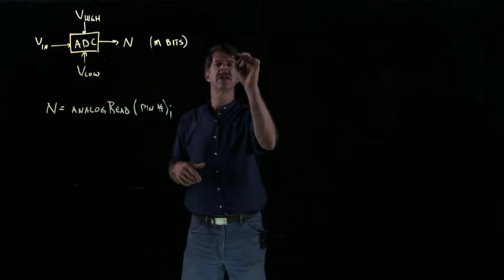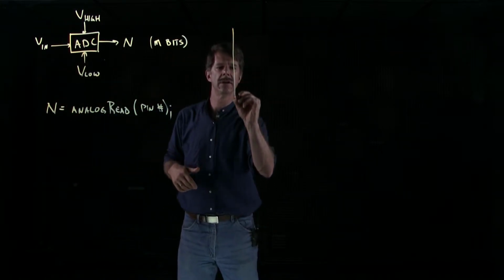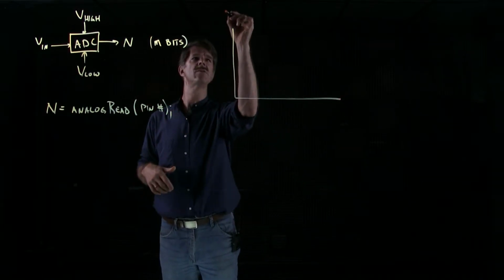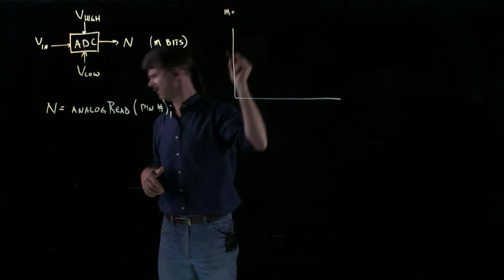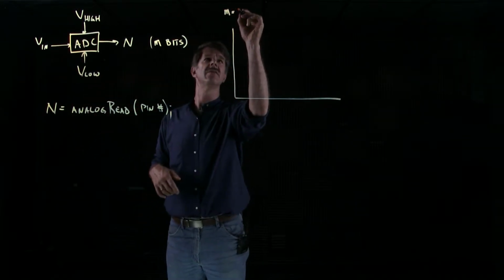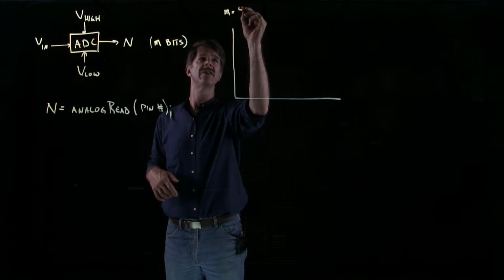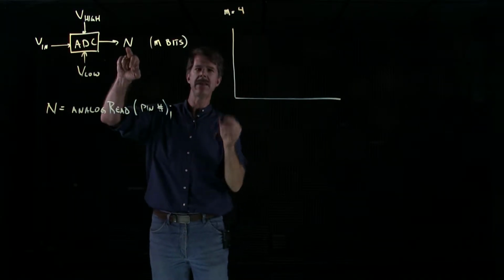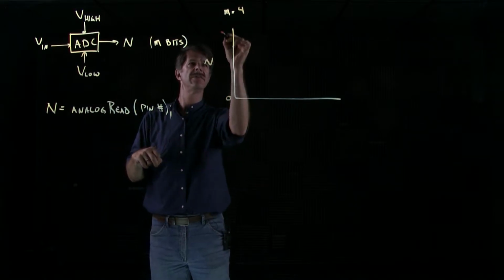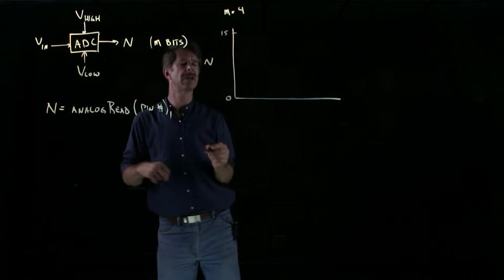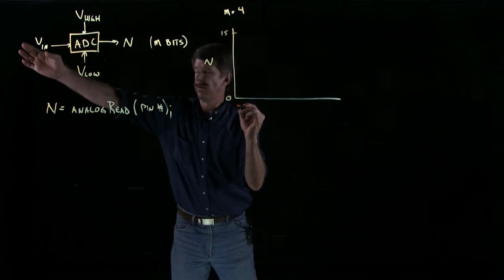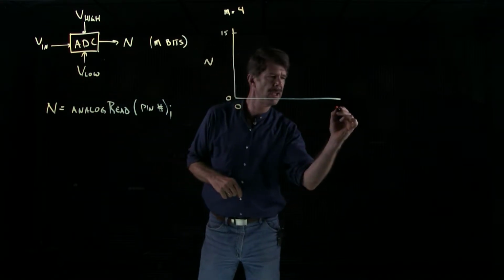Let's imagine, because it'll make it a lot easier to draw, that we have an m equals 4-bit system, because you have lots more, but I can draw that. And that means n, what we get out, goes 0 to 15. That's the maximum it can be. Let's map our input voltage between 0 and 1.